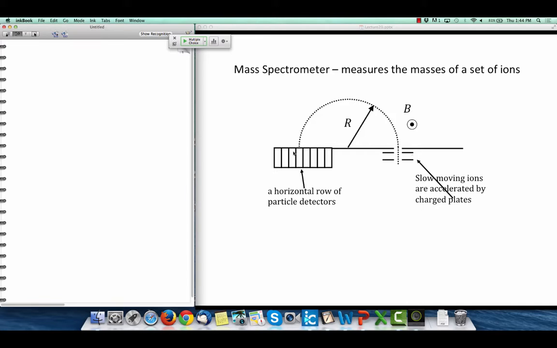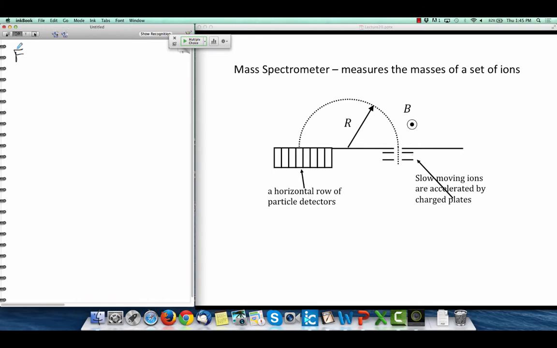So how is this a spectrometer? A spectrometer is something that picks out different, well, usually I think of spectrometers as things that pick out different energies, or different wavelengths of light or something, but this is a mass spectrometer that picks out different masses. So how does it do that? Well, there's a magnetic force here.